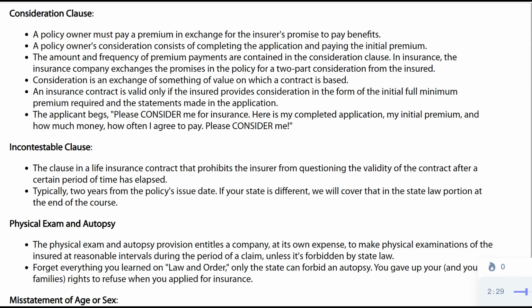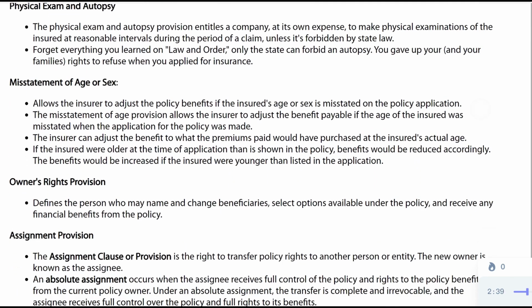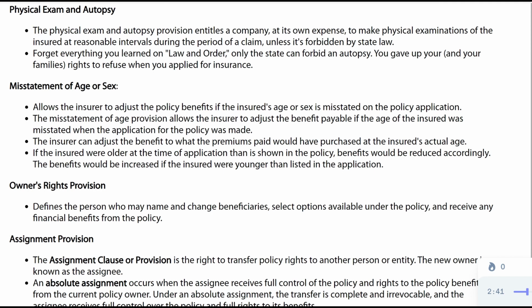Physical exam and autopsy. The physical exam and autopsy provision entitles a company, at its own expense, to make physical examinations of the insured at reasonable intervals during the period of a claim, unless it's forbidden by state law. Forget everything you learned on Law and Order. Only the state can forbid an autopsy. You gave up your and your family's rights to refuse when you applied for insurance.